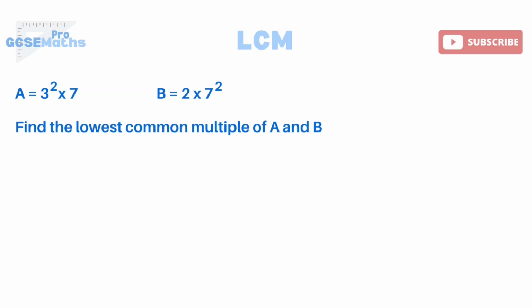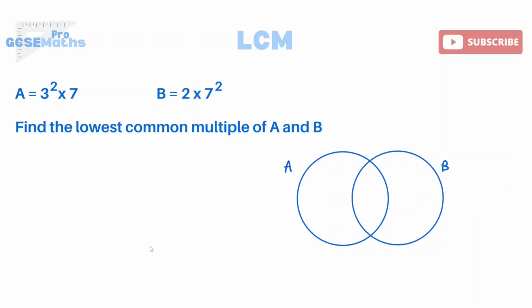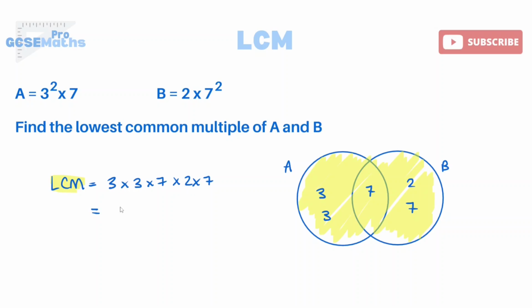So all we need to do is just carry on with that method and skip straight to filling out the Venn diagram. So the things that they have in common, they both have 1 7 in common, don't they? So I'll put a 7 in the middle, and that's it. So for A, we've got 2 3s left over, and for B, we've got a 2 and another 7 left over. Now, to find the lowest common multiple, we have to multiply together the whole of the Venn diagram, which means we have to do 3 times 3 times 7 times 2 times another 7. And that actually gives me 882. So that is the lowest common multiple for A and B.